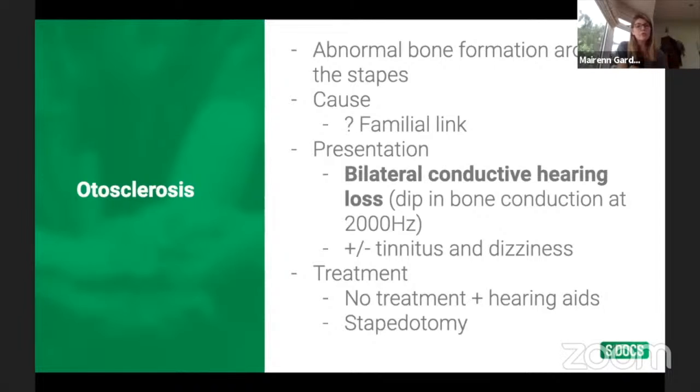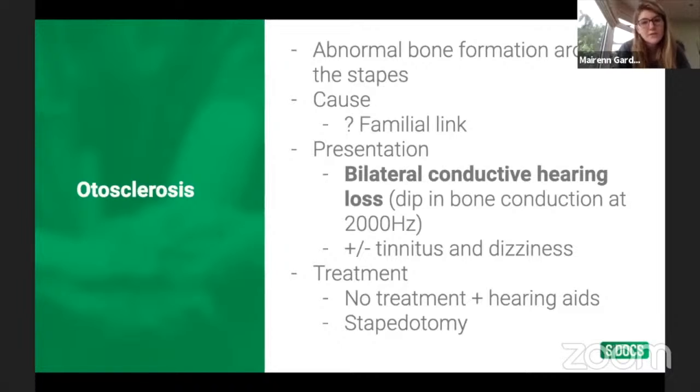Otosclerosis is when there's abnormal bone formation around the stapes. The cause is unknown, but there's thought to be a familial link. You're more likely to have it if a first degree relative has it. So there's thought to be some family history, but it's not completely understood.